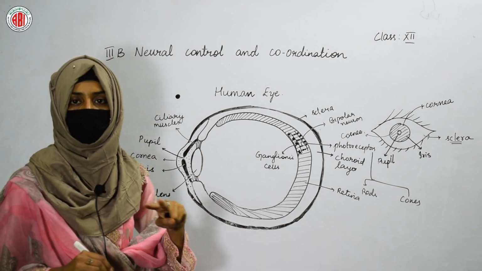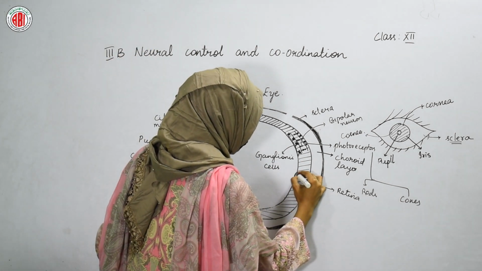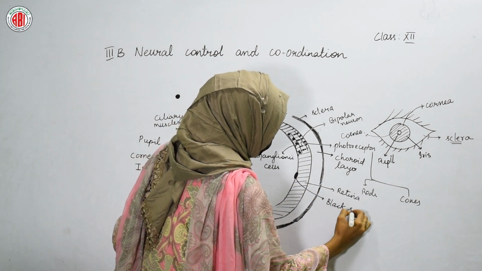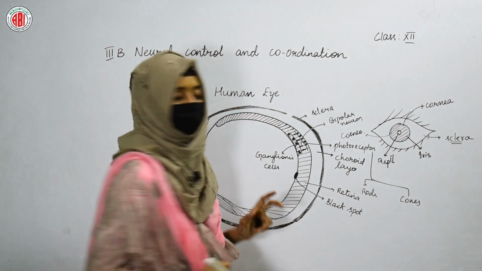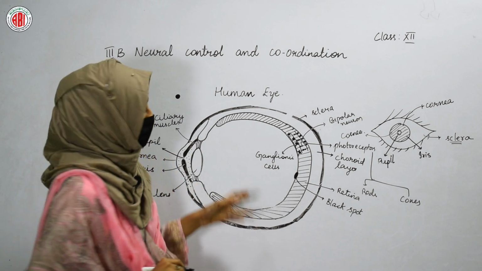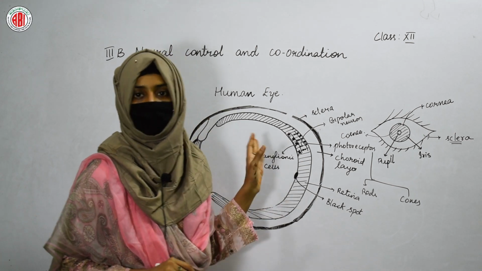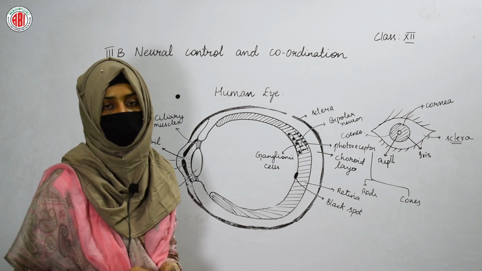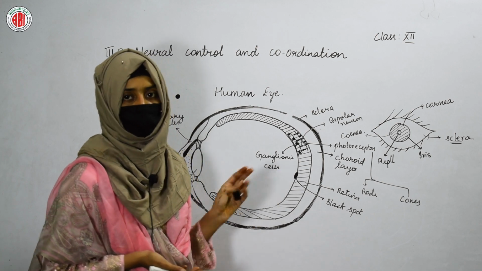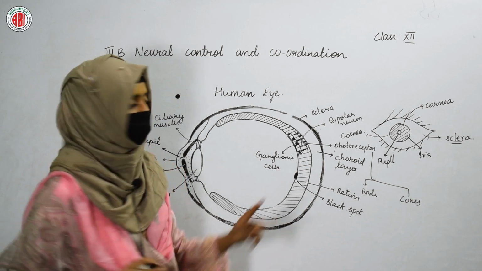And 2 more things that are found in the layer retina are, one region is called the black spot. This black spot is a spot found in the layer retina through which the light cannot pass, and it will not help in the vision of any image. So, if the light falls on the black spot, it will not form any image, and it will not help in the visualization of any picture. So, this region is called the black spot, where you do not find the presence of photoreceptors.